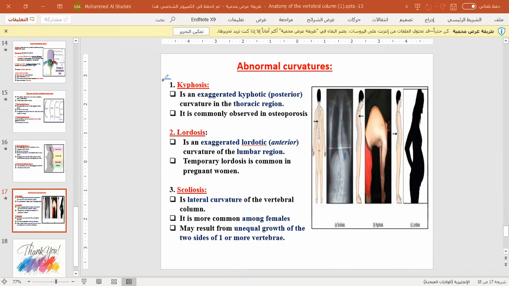All these abnormalities may also be congenital. What is meant by congenital? يعني dating birth. Okay. Most of these abnormalities are congenital.